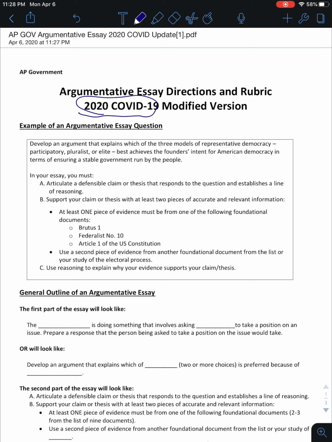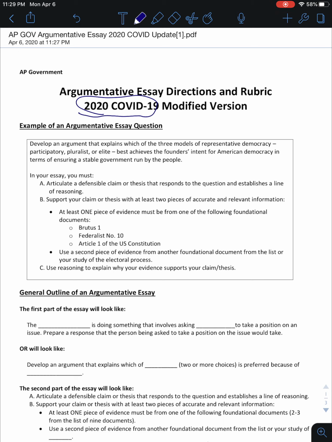So what you really want to get out of this today is how to write this essay, because tomorrow's assignment is to actually write an essay. So make sure that you fully understand this, and if you have any questions, any concerns, there's a discussion board on the Schoology, and please let me know any questions that you have.